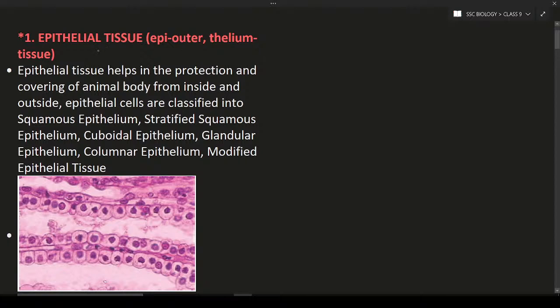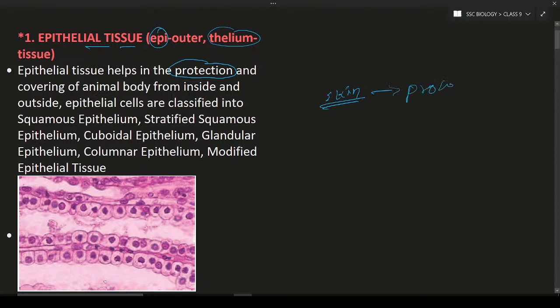So epithelial tissue. What is meant by epithelial tissue? In Greek, epi means outer, and thelium means tissue. It means these epithelial tissues are the outermost tissues, and they are used for protection. What is meant by protection? For example, you can see the skin on your hand, on your face and on your body. What is the skin doing? The skin is nothing but epithelial tissue, and it is going to protect you.